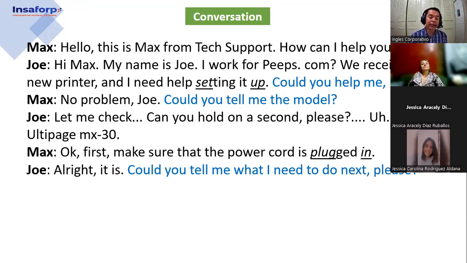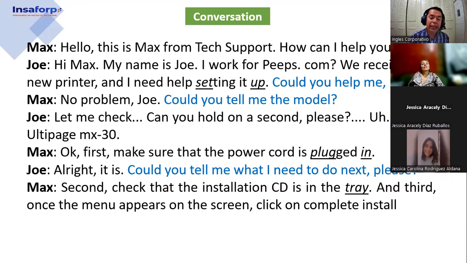And then it says, Max. Second, check the installation CD is in the tray. El CD de instalación, right? And third, o ya no se usan esos CD, ¿verdad? Que uno los ponía y se instalaba la impresora en la computadora, ¿no? O ya las computadoras automáticamente identifican los printers. Okay, continue, please. And third, once the menu appears on the screen, click on complete install. Yes.